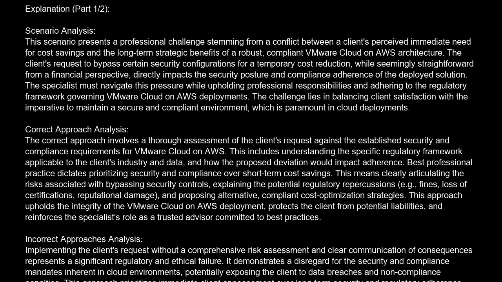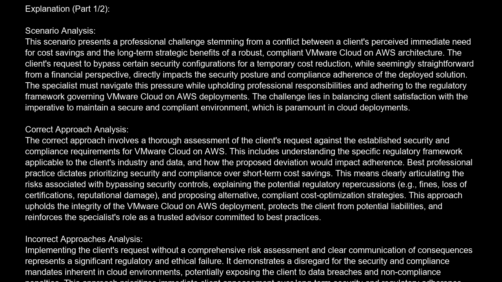The correct answer is C. Conduct a thorough risk assessment to identify the specific compliance implications of reduced logging, present these findings to the client, and propose alternative, compliant cost optimization strategies while maintaining essential security logging.